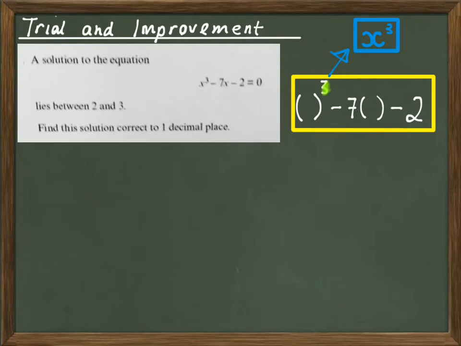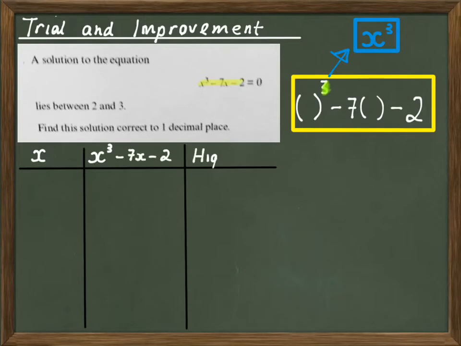Next step then is pretty standard. You always set up a table. On the left hand side we're going to have x. This is just going to be the numbers that we try to find this solution. In the middle, and you notice I've highlighted the question now, is going to be whatever that equation is. So I've copied the equation, and on the right hand side we've got high slash low.